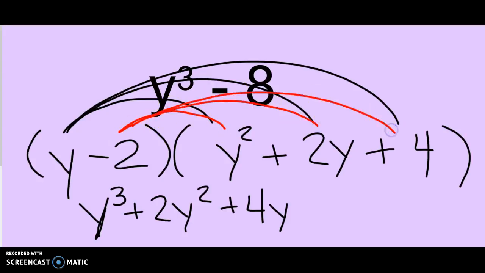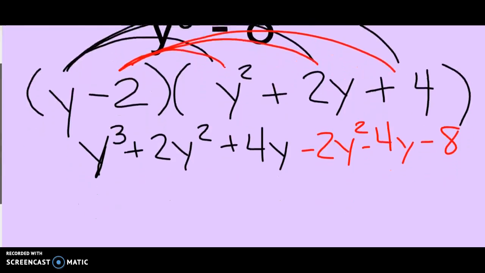Now go and multiply the negative 2 times everything here. And maybe you want to draw your arrows underneath. I just don't have room. Okay, so now you've got negative 2y squared minus 4y minus 8. If you had anything wrong in there, go ahead and fix that.